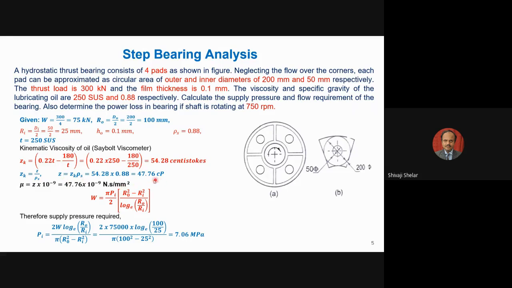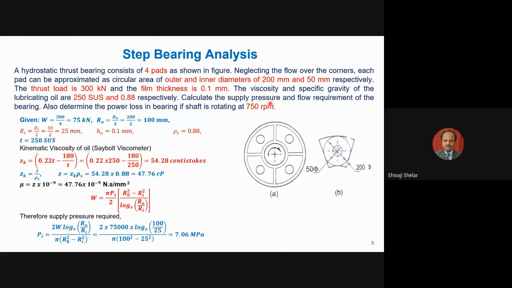Now you require this value in terms of Newton second per millimeter square or megapascal second. For that you have to multiply this value by 10 to the power minus 9. So we get mu equal to 47.76 into 10 to the power minus 9 Newton second per millimeter square or megapascal second. Okay, so you have got this value of mu.